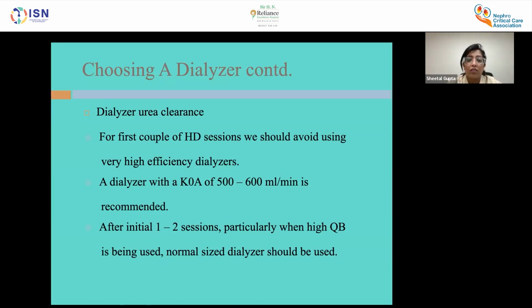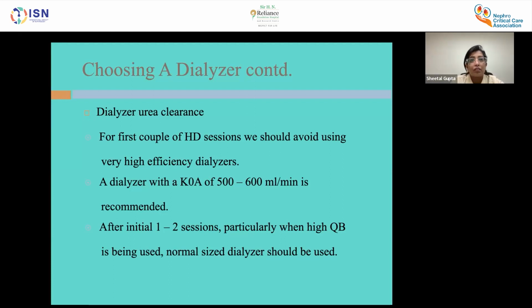Why is that so? Why don't you want to use very high efficiency? Because with high efficiency dialyzers, we can over dialyze the patient, which can lead to disequilibrium. So you don't want very rapid movement of solutes, and instability in the patient.